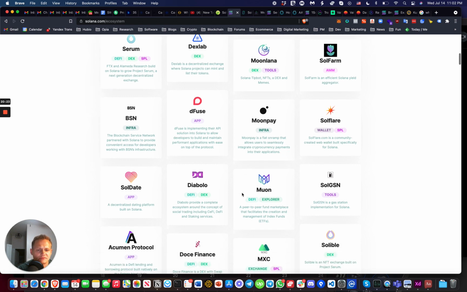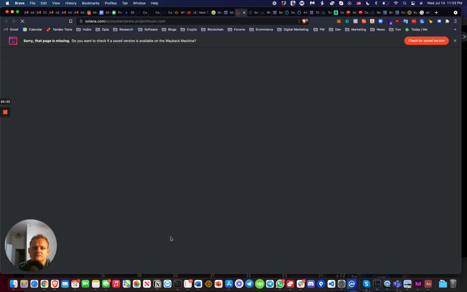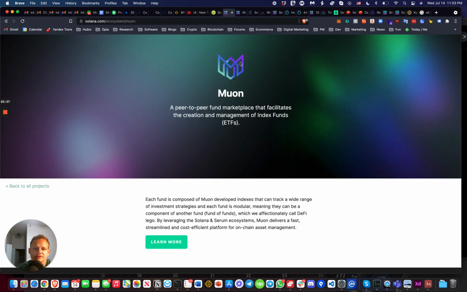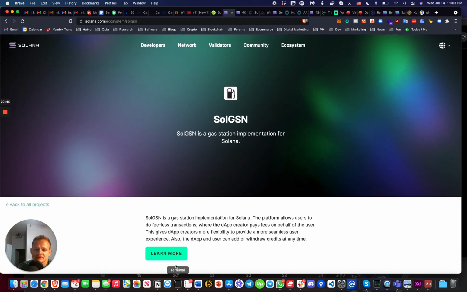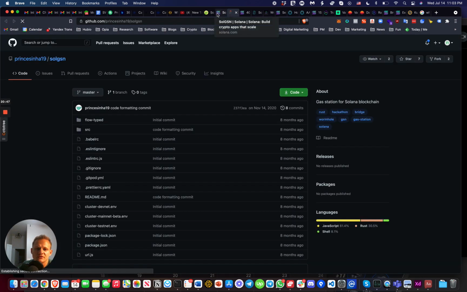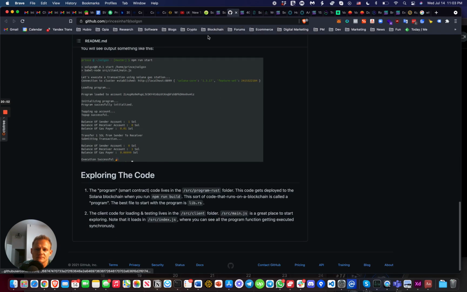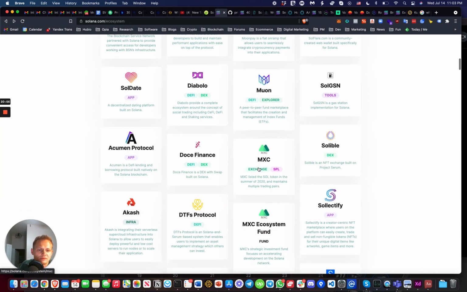Decentralized dating app, peer-to-peer fund marketplace facilities to creation and management of index funds. Ooh, okay. Okay, ran into an issue. That is not good. Gas station implementation for Solana. Now, I don't know why anybody would need this. Okay, so this is literally a GitHub repo. I'm not going to go through GitHub right now.